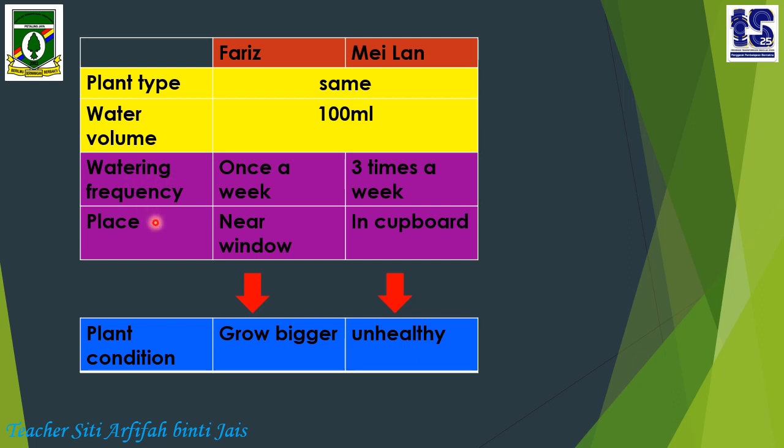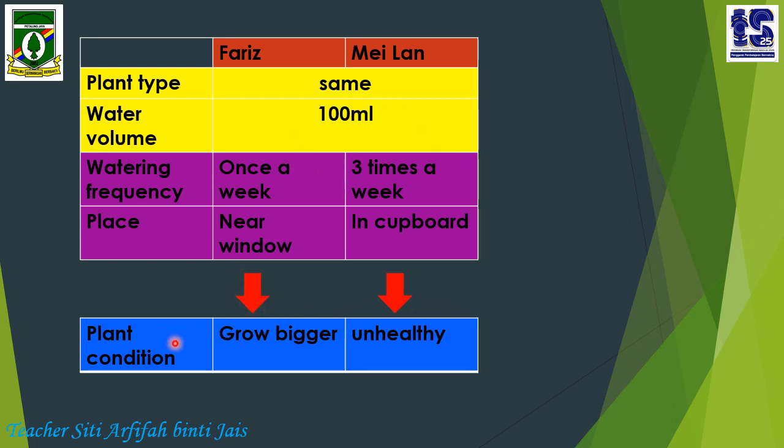Watering frequency and place are in purple color because they are different. So remember, purple color is referring to manipulated variable. Yellow color is referring to constant variable. Constant variable is the variable that is kept same, sama. Dua-dua murid menggunakan tumbuhan yang sama, quantity ada yang sama. While manipulated is what we change, berbeza, tak sama dan diubah-ubah.